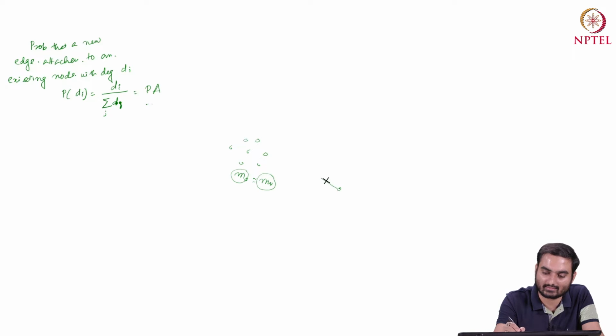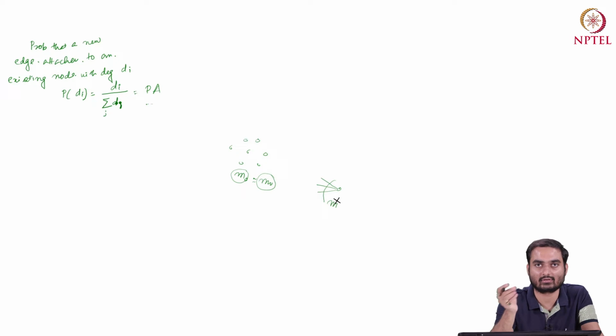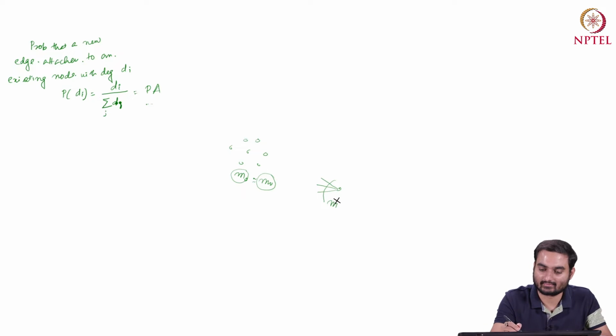Now a new node comes in with degree m. So this is a drawback, but let's assume that each node is coming with the same degree. The degree is same, which is m. Okay. Now each of these m edges will choose an existing node based on this preferential attachment, right? So this edge will choose a node based on the preferential attachment.